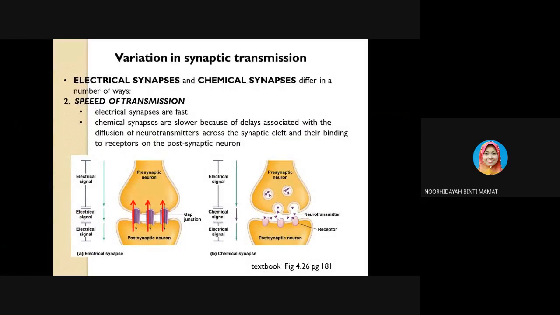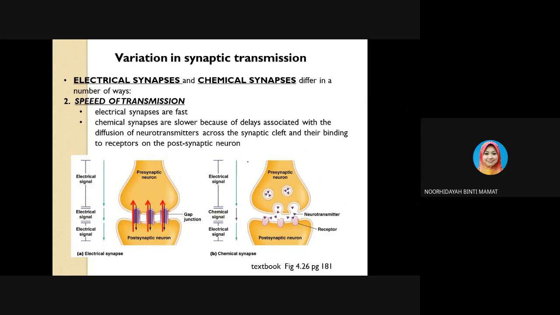So the electrical synapse and chemical synapse also differ in the speed of transmission. Just now we talked about the differentiation in the direction of flow of the information, and the second one is the speed of transmission. In the electrical synapse, the transmission of the signal is very fast, while in the chemical synapse, it is very slow, slower than the electrical synapse.